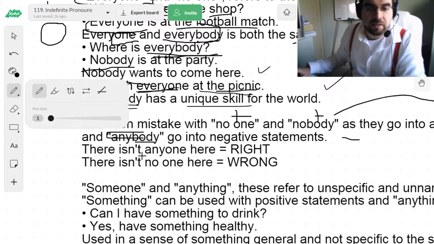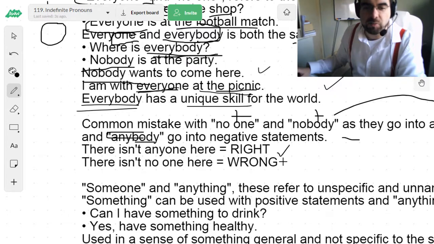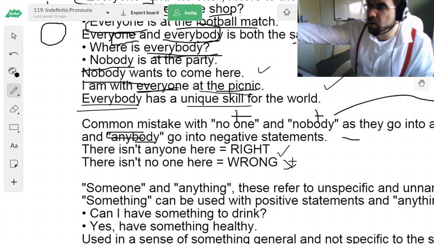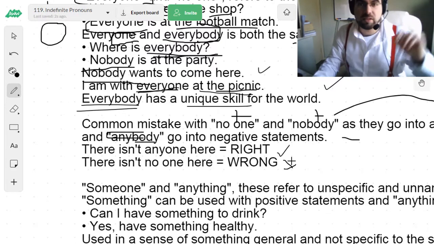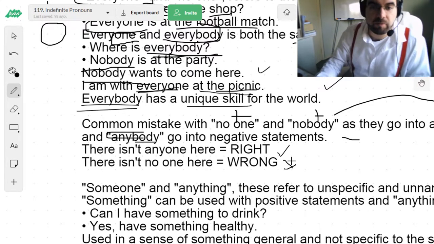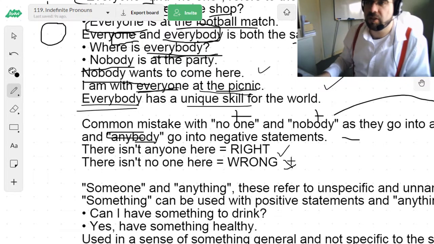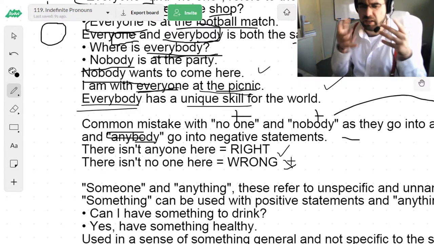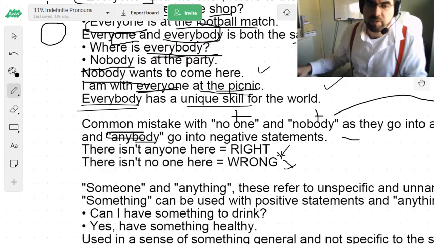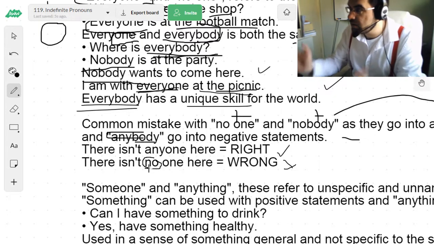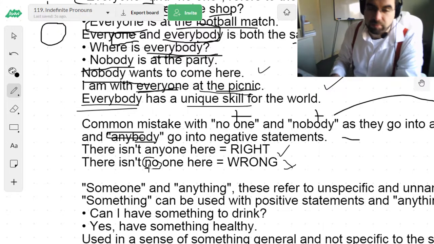There isn't anyone here. Right. There isn't no one here. Wrong. There isn't anyone here. There isn't anyone waiting. There aren't any customers. It's the way this "no" works. No one and nobody. Is there somebody here? Nobody's here. Move on.